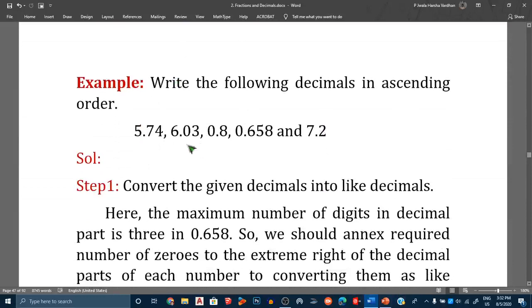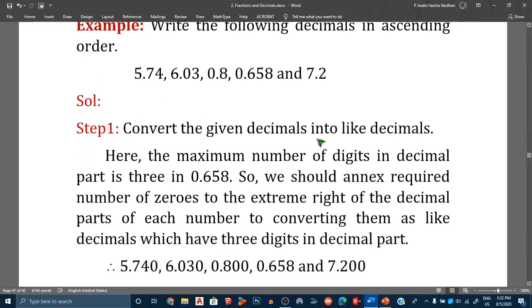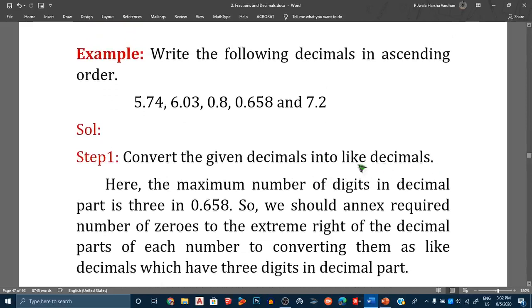5.74, 6.03, 0.8, 0.658, 7.2 is given. What is the first step we have to do here? Convert the given decimals into like decimals. So while converting the given decimals into like decimals, the maximum number of digits in the decimal part is 3 in this 0.658. Observe here, 0.658. The maximum number of decimal places is 3 here. So you have to convert all the decimal numbers to have 3 digits in the decimal places.